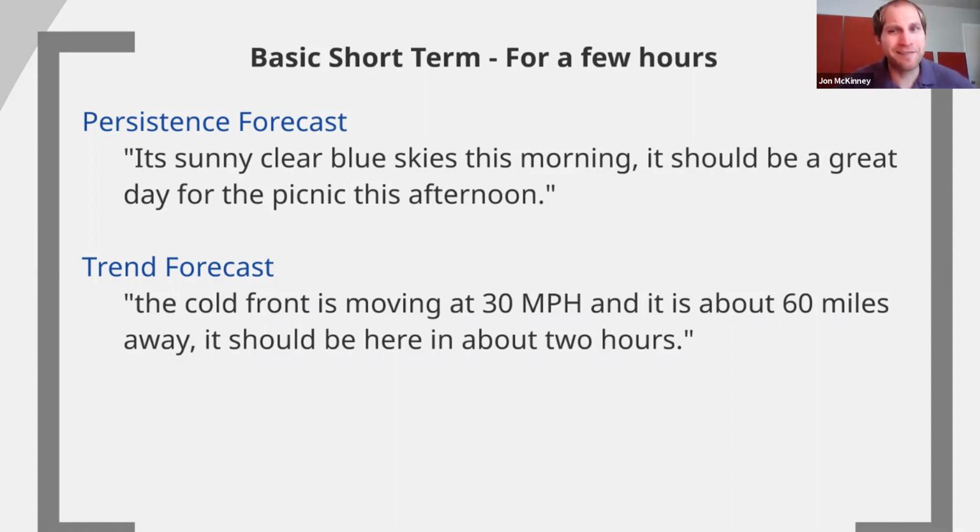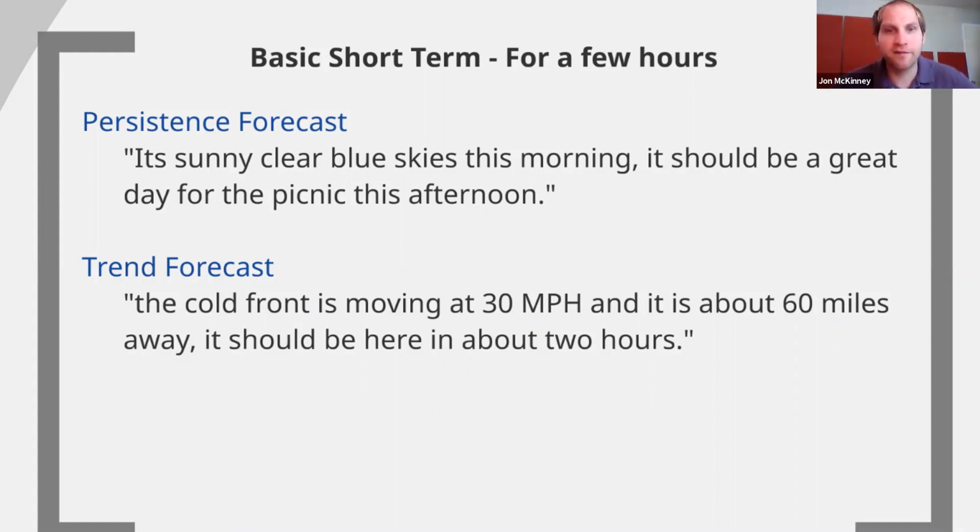The first one is called a persistence forecast. The example is: if it's sunny, clear, blue skies this morning, it should be a great day for a picnic this afternoon. Right now it's clear and beautiful outside. I can see out the window here in the front room, it looks like a blue sky, looks great. I just assume that everything's going to persist the exact same as what I see right this moment, and that in a few hours it's the exact same. Persistence forecast.